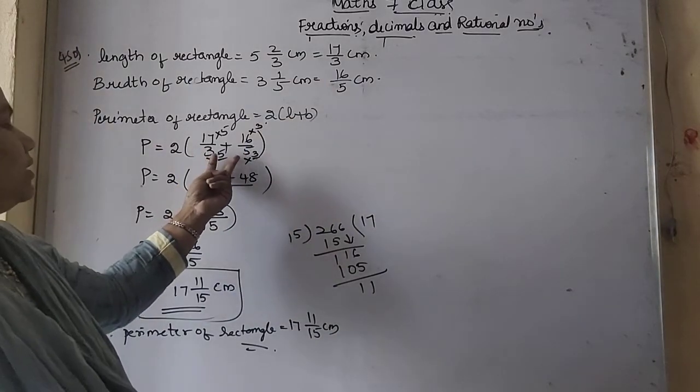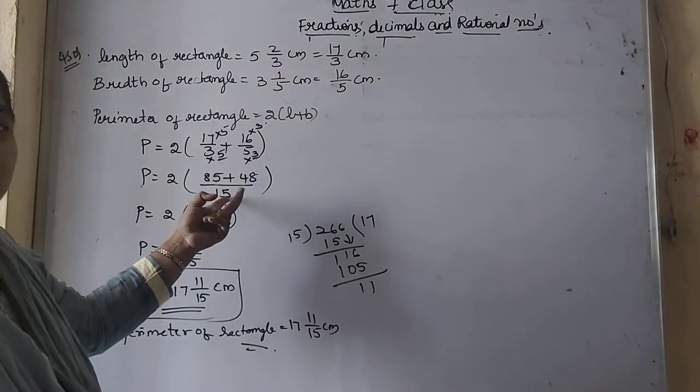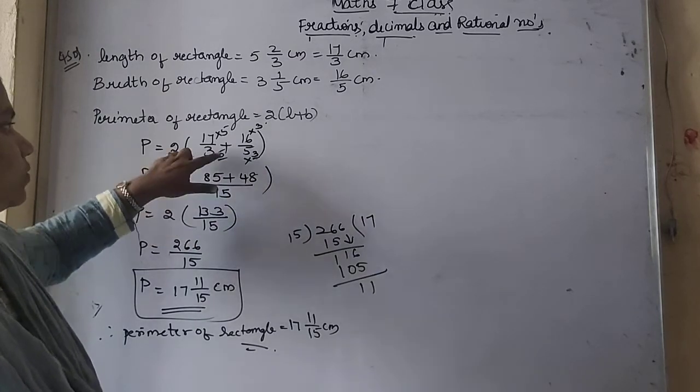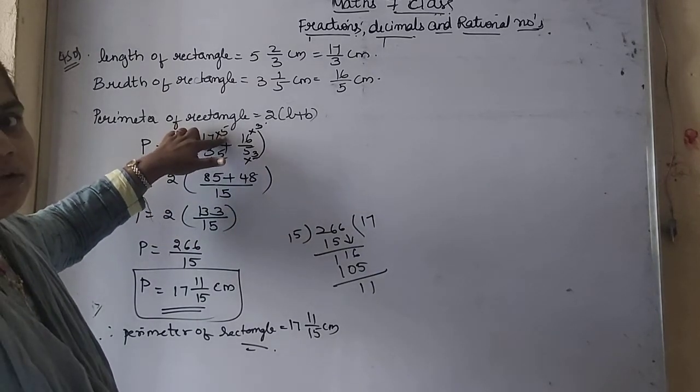So if you take the LCM of 3 and 5, you will get it as 15. So here, for 3, if you multiply by 5, that will be equal to 15. So the same 5 we are multiplying in the numerator also.